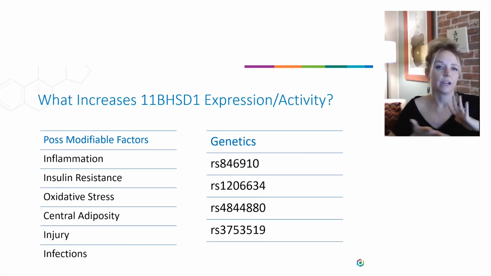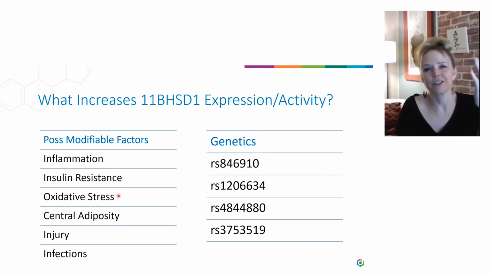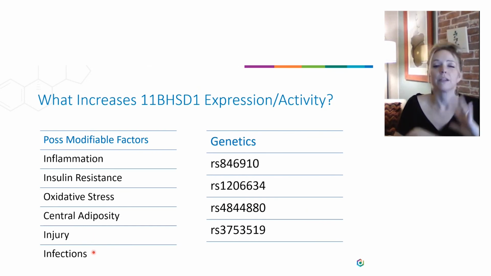We have some modifiable factors that can influence 11-beta HSD1 and some maybe not so modifiable factors. Inflammation, insulin resistance, all the things that we're seeing, oxidative stress, central adiposity, those are all possibly modifiable risk factors. Injury, healing from injuries, and getting after chronic infections. Those can all help decrease 11-beta HSD1 expression and activity.